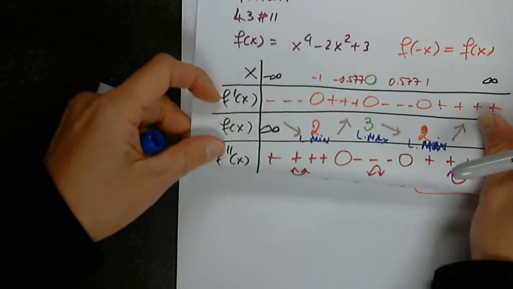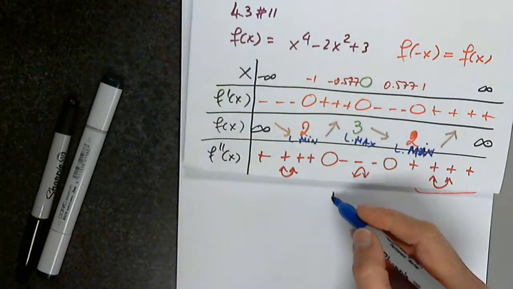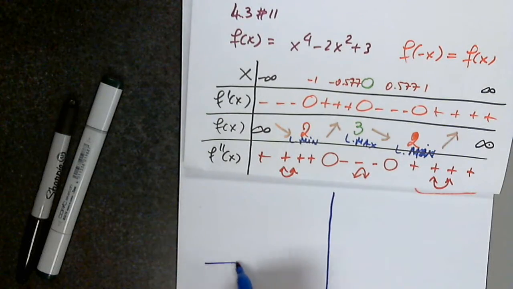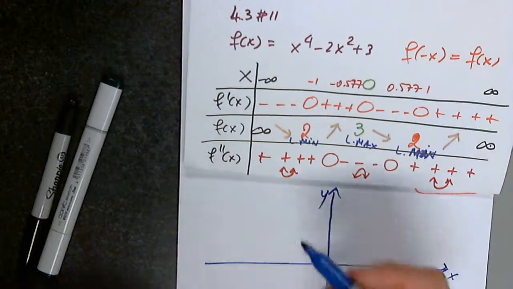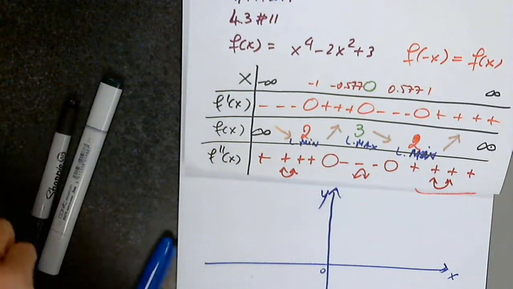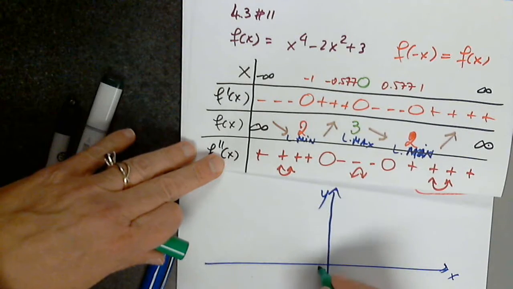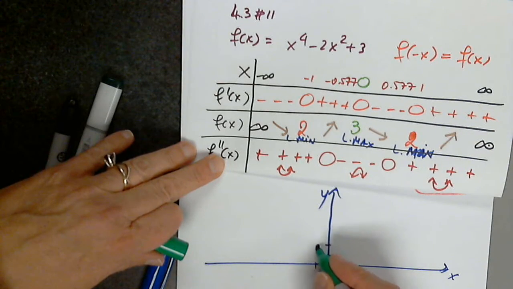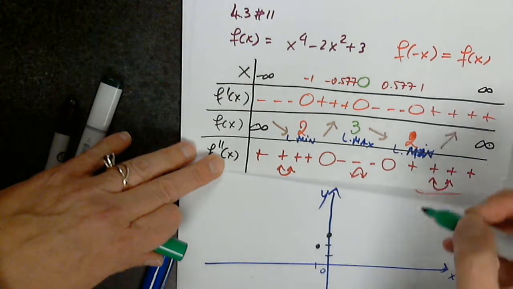Okay, so now we're ready to graph this. Here's the graph. I don't need anything. I only need my chart. I summarize all the information here. Ready? I plot -1, 2. I plot 0, 3. I plot 1, 2.